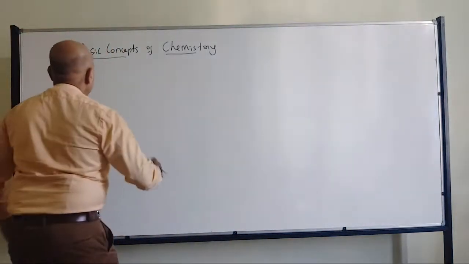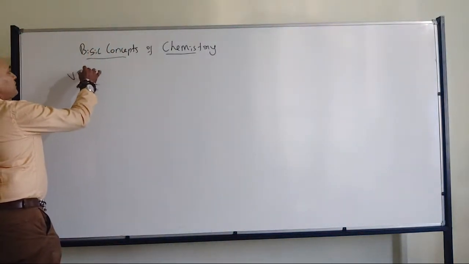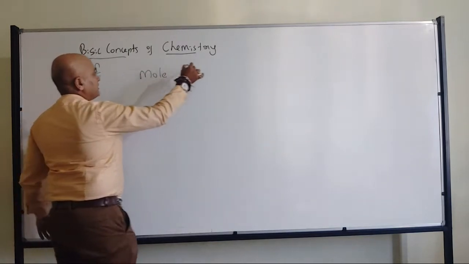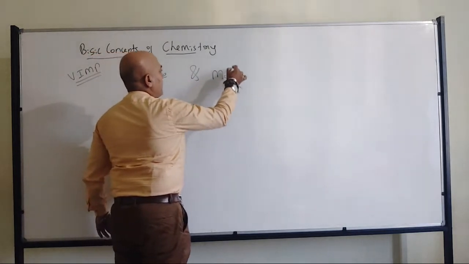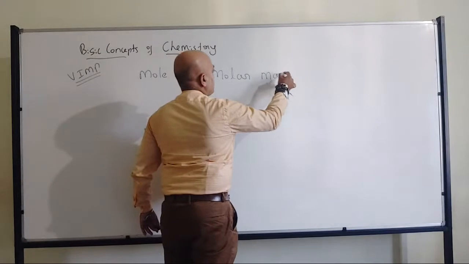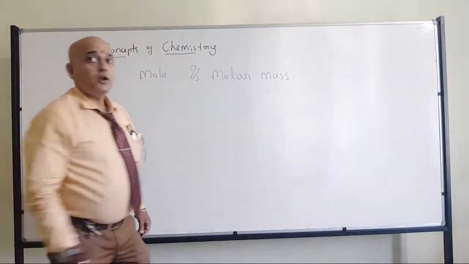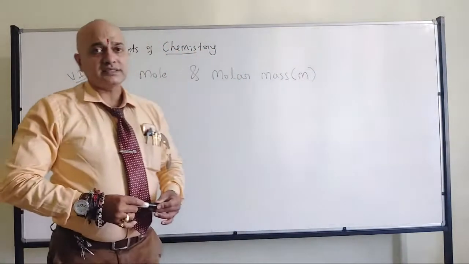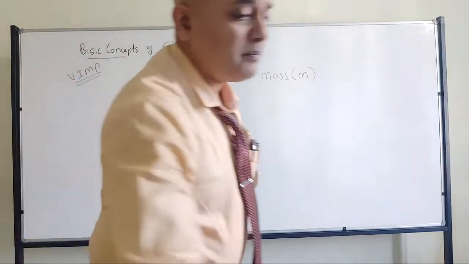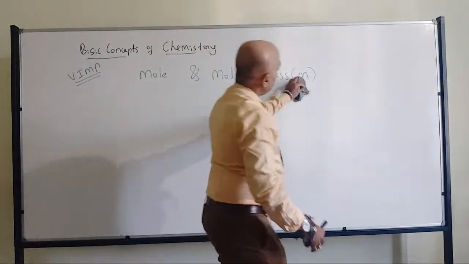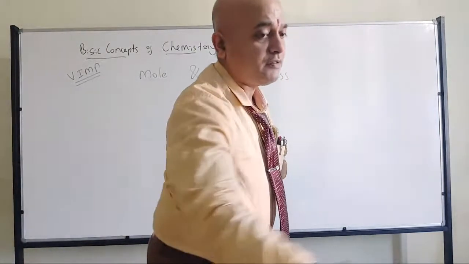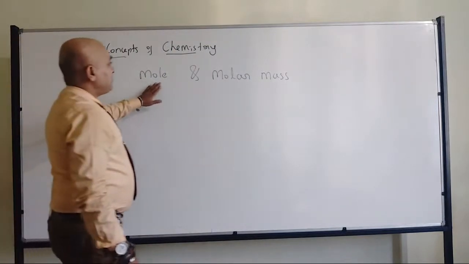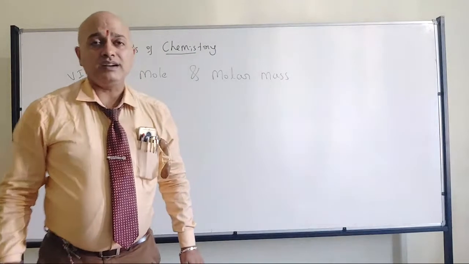Okay? Now, another very important concept which we are going to discuss here is related to mole and molar mass. Molar mass can be represented as M. Unit will be in grams, or we will not mention any unit, otherwise we will get confused with molarity. That one comes next. So that's why we have mole and molar mass.